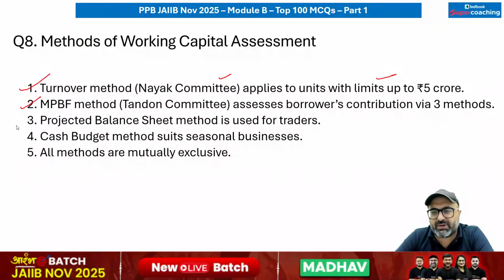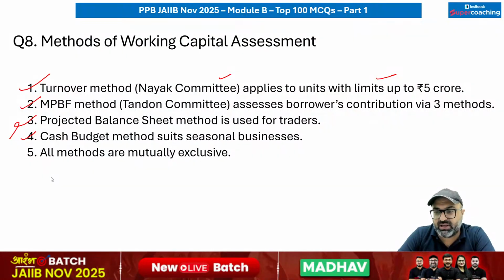Projected balance sheet method is for traders. No sir, if we talk about the projected balance sheet method, it is not for traders. That is wrong. It is basically for manufacturers. Cash budget method suits seasonal business. That is true. The cash budget is suitable for seasonal business.